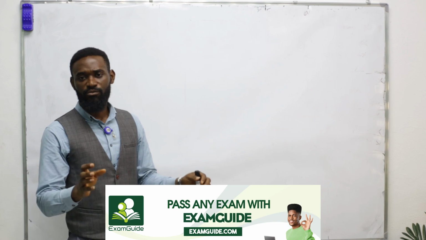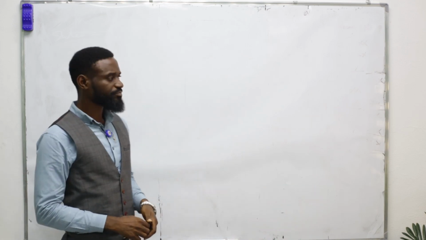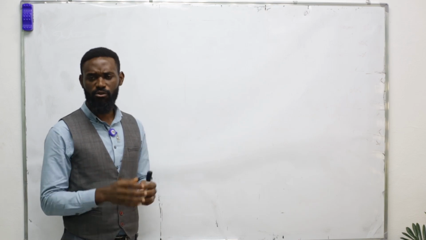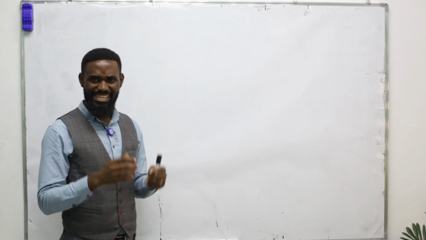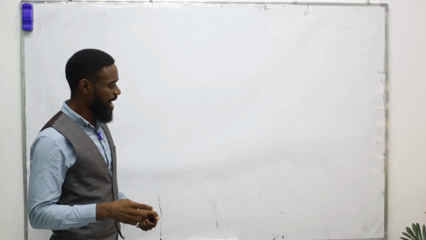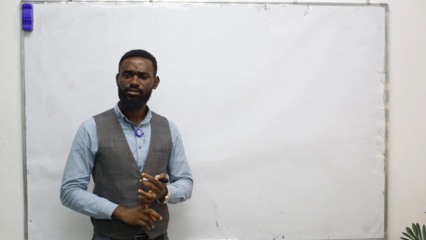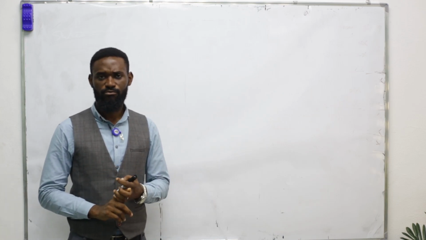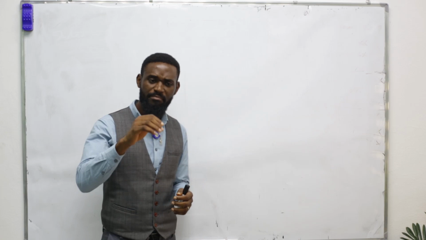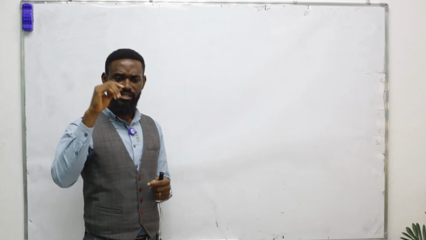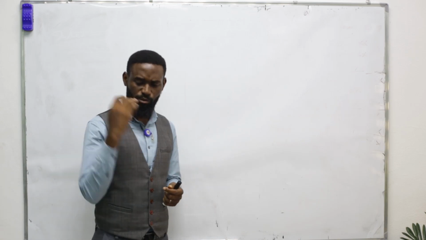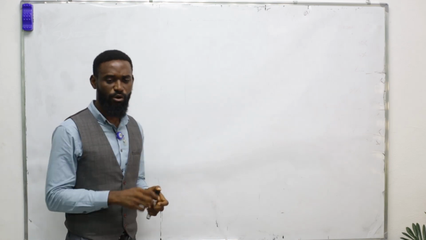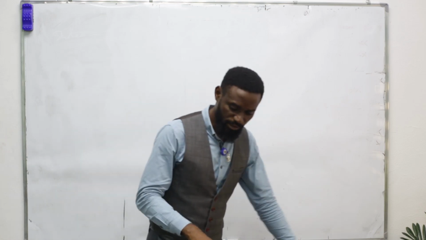To solve simultaneous equations, we have basically three methods of solving simultaneous linear equations. Those methods are: one, the elimination method; two, the substitution method; and three, the graphical method. For the sake of this class, we'll be dwelling mainly on two methods, the elimination method and the substitution method. Maybe subsequently we'll look at the graphical way of solving simultaneous equations.